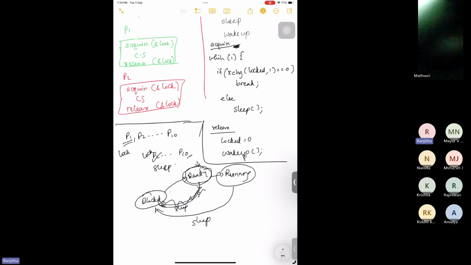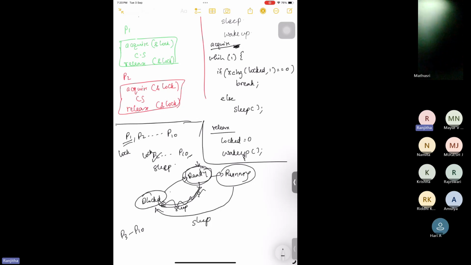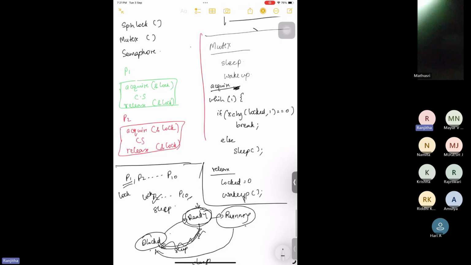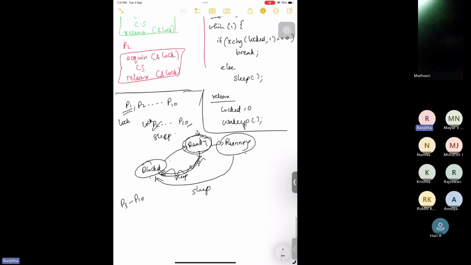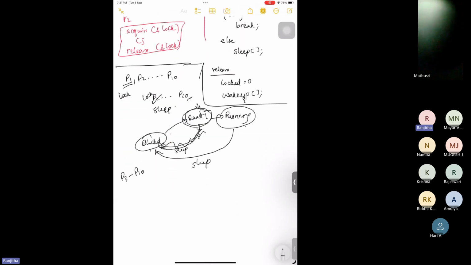Now, when P2 releases, P3 to P10 will go through the same process again. All P3 to P10 will go to ready because of the wake up, and of that, one of them will get the lock, and the rest of them have to go back and sleep again. So this shuttling between block to ready to running to block will happen, and a lot of processes go through this context switching, and unnecessary context switching is in fact a huge performance penalty. So this is one disadvantage with this mutex approach.